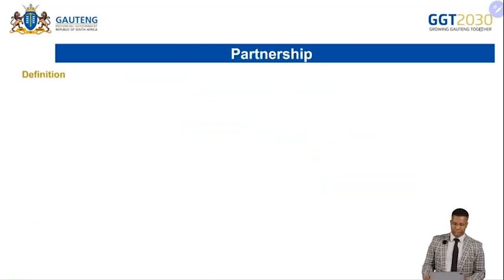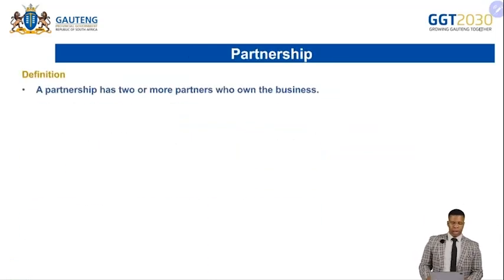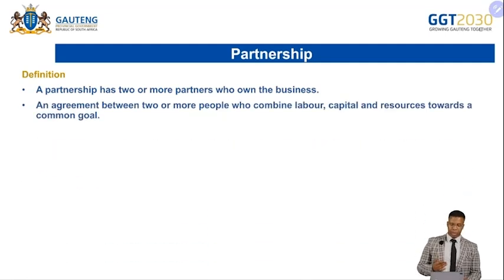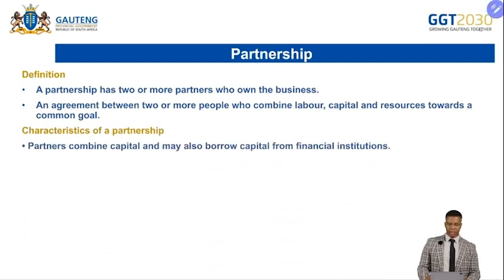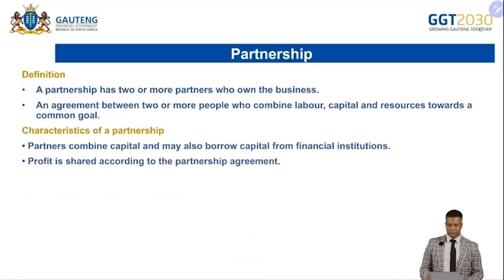Then we look into a partnership. What do we mean by that? A partnership has 2 or more partners who own the business. Now, these owners, before they decide on starting the business, they need to have what we call a partnership agreement. So an agreement between 2 or more people who combine labor, capital, or resources towards a common goal, which is to make profit. Characteristics of a partnership: now, partners combine capital and may also borrow capital from financial institutions.